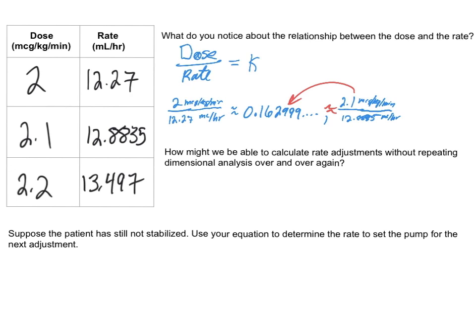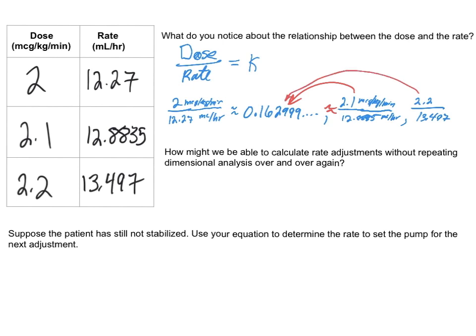And I'm going to guess if I do the final combination of 2.2 and 13.497, I'm not going to put in the units in this case. I'm just going to put in the numerical values. Let's see what happens. Yep, we get exactly the same thing.